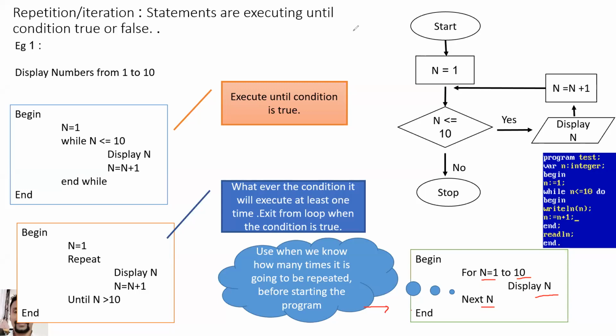So: while loop, repeat until, for loop. While loop: if the condition is true, it is working. Repeat until: if the condition is true, it will exit. That means only if the condition is false, it is working. That is the difference. For loop: you can use it if you know how many times it is repeating, right? Okay, I'm going to the next slide.